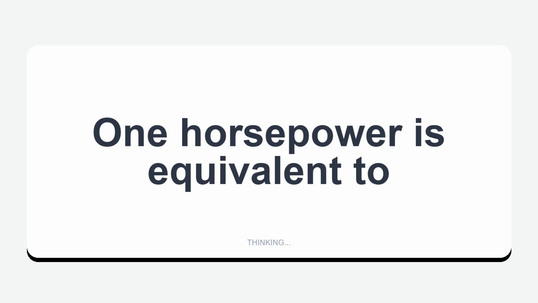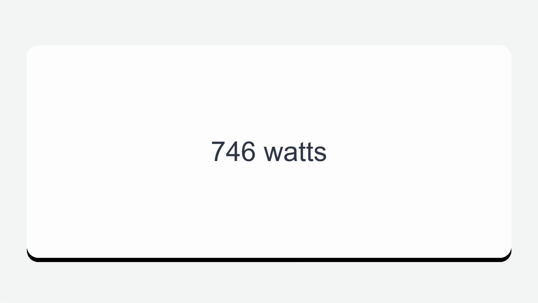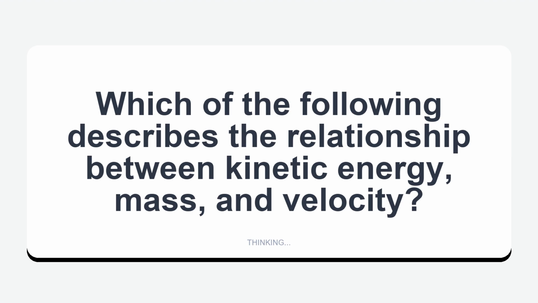1 horsepower is equivalent to 746 watts. Which of the following describes the relationship between kinetic energy, mass, and velocity? KE equals ½mv².